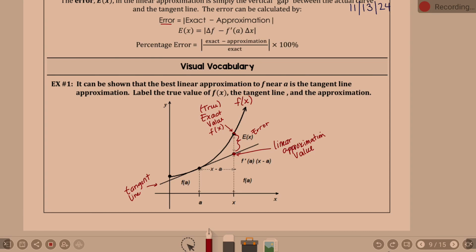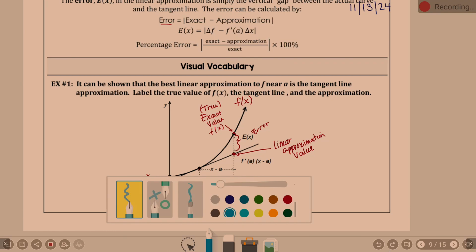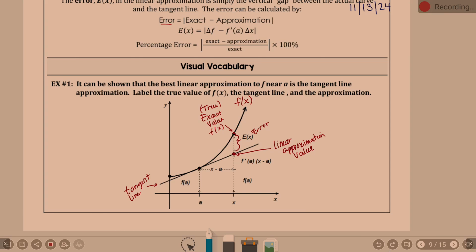Now, we've talked about underestimates and overestimates before at some point. Yes? And I remember talking about them. But my question here for you, and they don't ask it here, but I'm kind of prepping us for later stuff: is this linear approximation value an overestimate or underestimate? Under. Why? Okay, it's under the true exact value, yes? Yeah, it's under the slope of the graph.